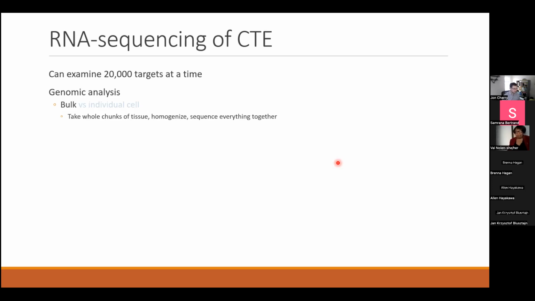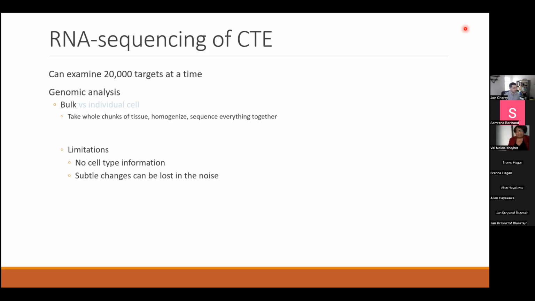There's bulk sequencing, which is when we take whole chunks of tissue, so whole chunks of frontal cortex tissue, homogenize it, and sequence everything together. So that is an approach we've done several times in the past, and we've published several times on it, and it's a very good approach. We get a lot of really interesting data out of it, but there are some limitations that come with it. There's no cell type information. So you can't say a microglia makes something, a neuron makes something, an astrocyte makes something, because it's all ground together in a single analysis. So you're not going to be able to say that.